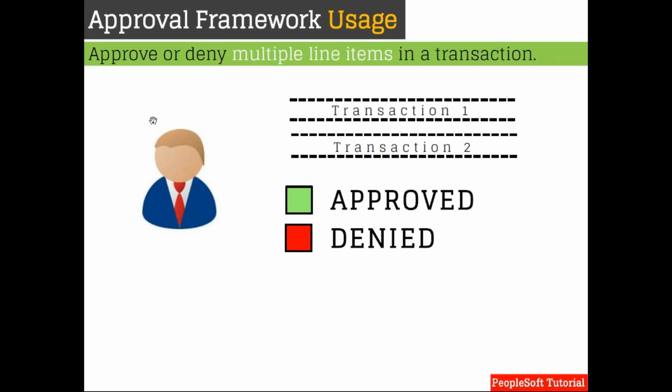Another requirement, or usage, could be approve or deny multiple line items in a transaction. So there could be two transaction items within the same expense request. Say a keyboard and mouse. These two requests are sent by the user for approval. Now the system will provide the capability for the approver to either approve both of them, or approve one of them and deny the other. So that is the other functionality and the strength of this process.